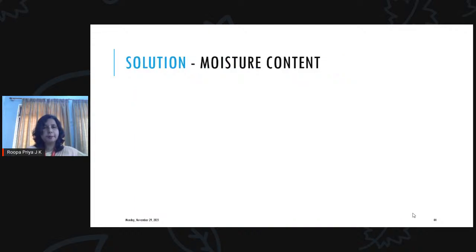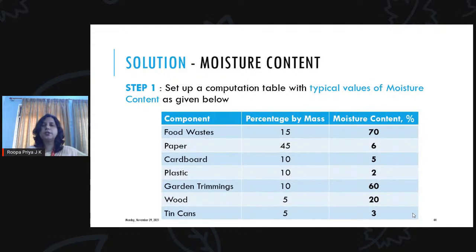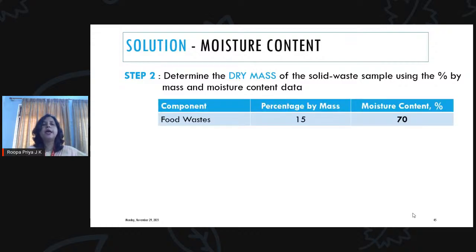The solution, the steps to calculate the moisture content include, first of all, we have to compute the table with the typical values of the moisture content given. The question has to be considered, and the moisture content given in the table is also considered for computation. The second step would be to determine the dry mass of the solid waste sample using this percentage by mass and the moisture content, which is already available in our question. So for example, we have the component food waste, and the percentage by mass of food waste is specified as 15 and the moisture content as 70.